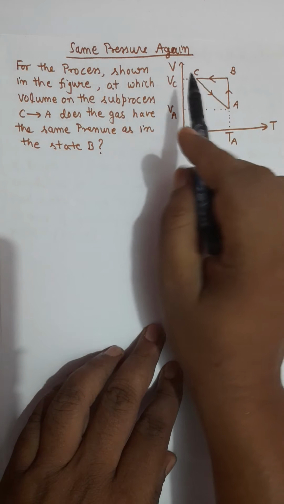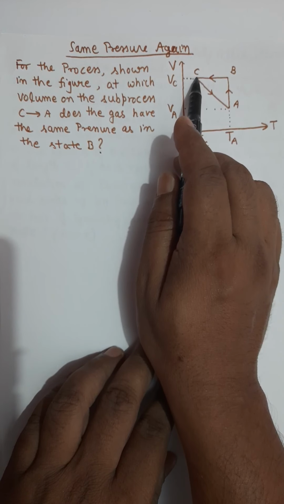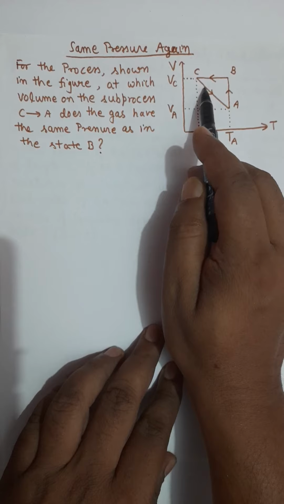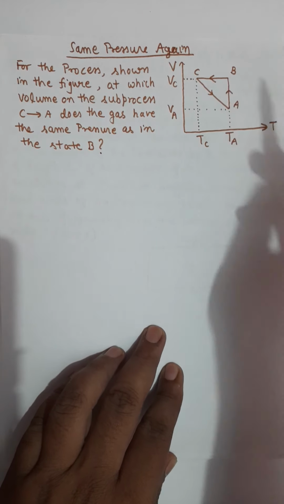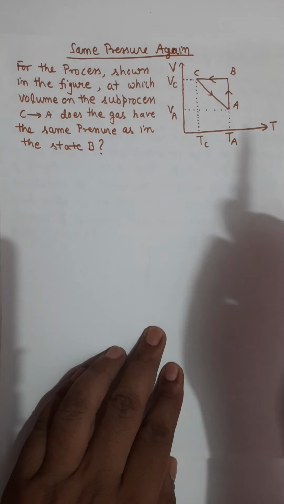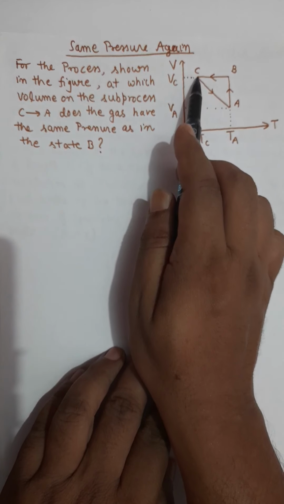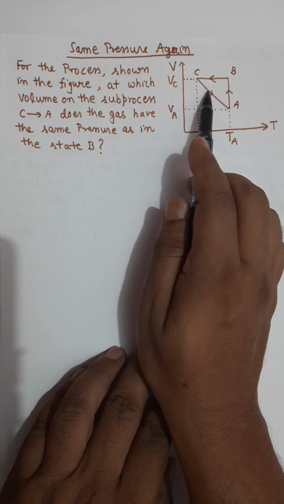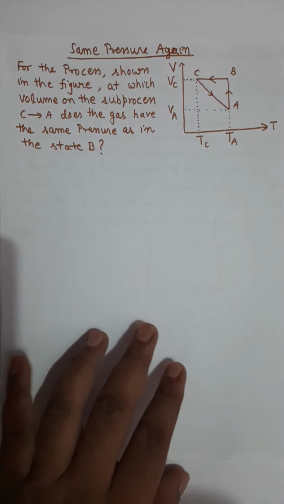And we have to find a point in the sub process from C to A, the process from point capital C till point capital A. In this process, there is a point where the pressure of gas is the same as that at B. That's the question. At which point between point C and point A is the pressure exactly equal to the pressure at point B? That's the question.